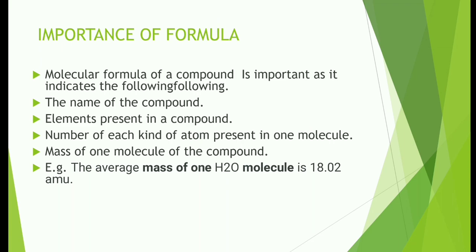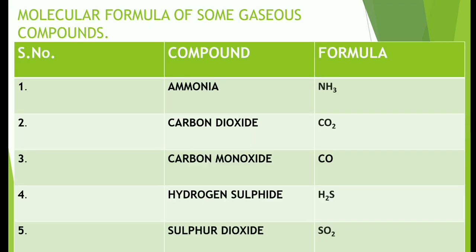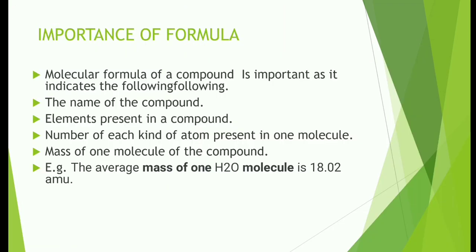And the last thing the molecular formula tells you is the mass of one molecule of the compound. That is how much is the mass of one molecule of that particular compound. Example, the average mass of one H2O molecule, that is a water molecule, is 18.02 AMU. Alright, so this is the importance of chemical formula or molecular formula. A molecular formula tells you all these things.